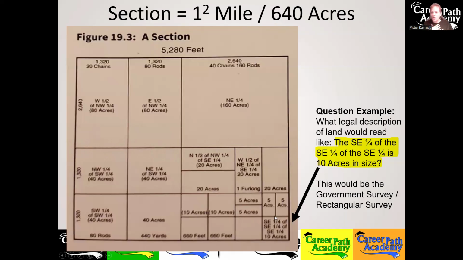Not that we need to know how to do that, because we're not surveyors, but we need to be able to spot what kind of legal description this is. This is a legal description of land using the rectangular or government survey method when it reads this way. Okay.